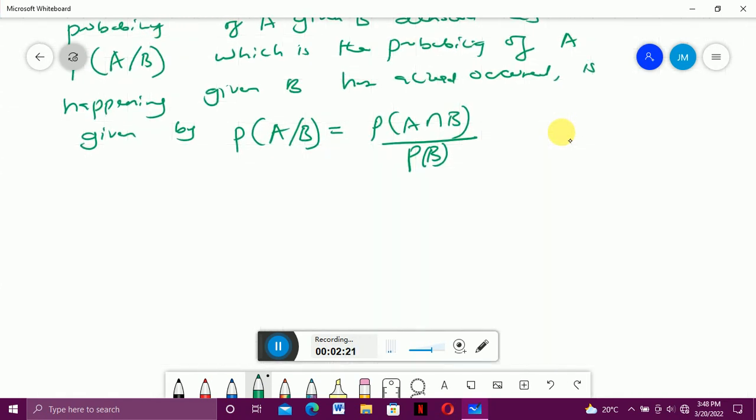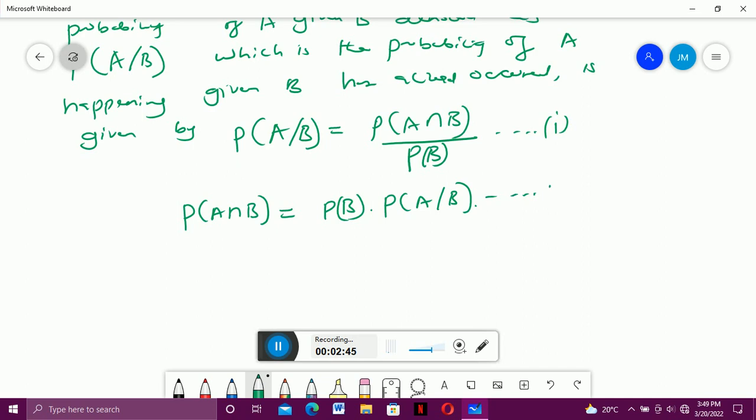So the same can be rewritten as probability of A intersection B is probability of B times probability of A given B. So we could label this as 1 and we label this as 2.